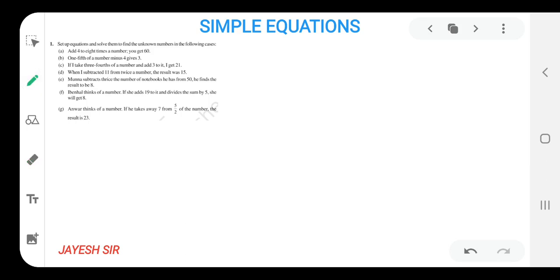Now what is there? Munna subtracts thrice the number of notebooks from 50. What is 'from 50'? That means 50 should come first, because of 'from'. Now what is subtracted? Thrice the number of notebooks. Thrice means 3. The number of notebooks we don't know, so that is 3x. He finds the result to be 8. So in this way I have formed the equation.